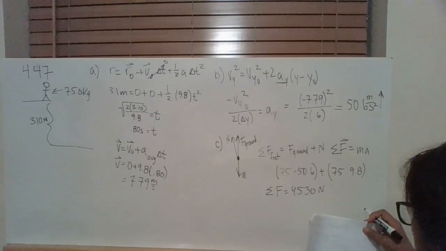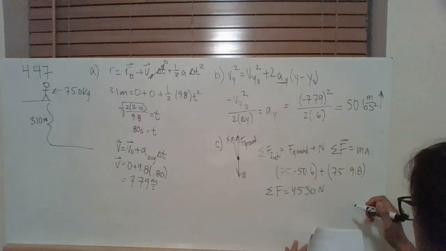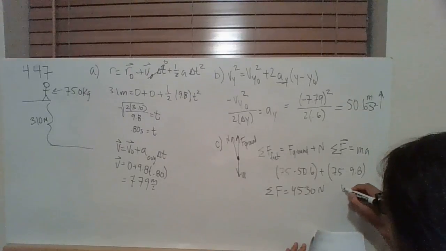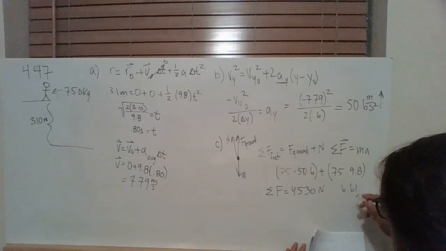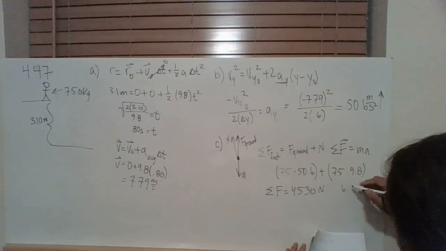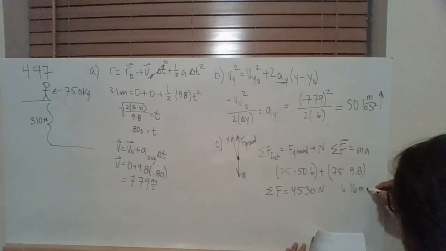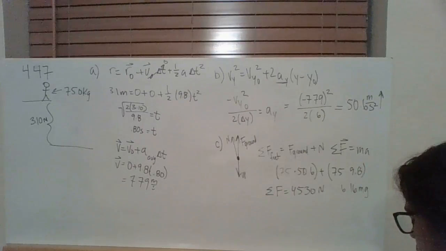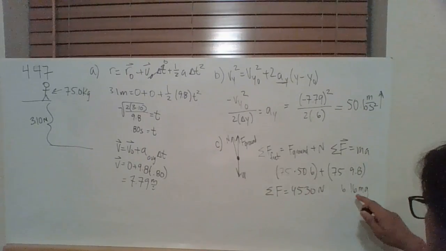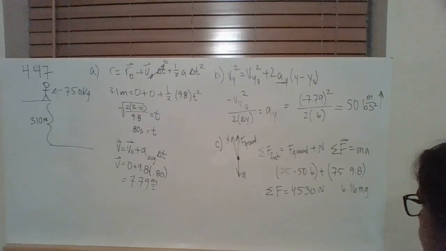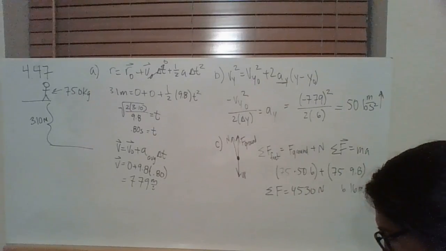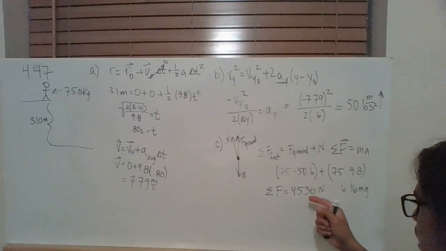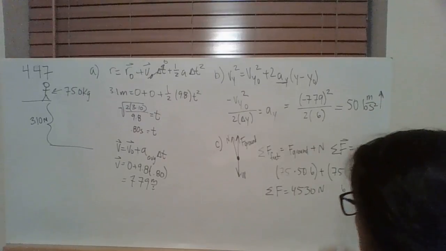They want you to also give that in terms of multiples of his weight. So if you convert that, you will get 6.16. That's mass times acceleration, so mass times gravity. So just divide that by his mass and gravity.